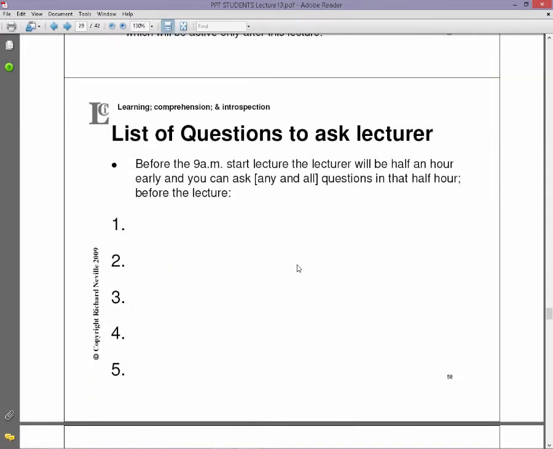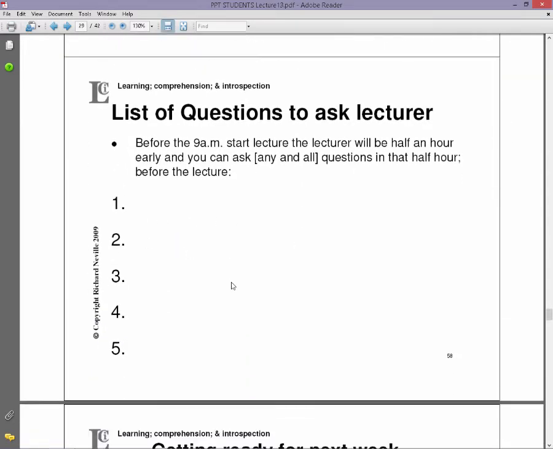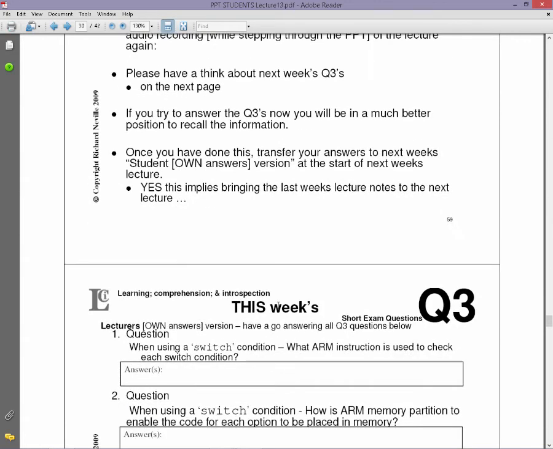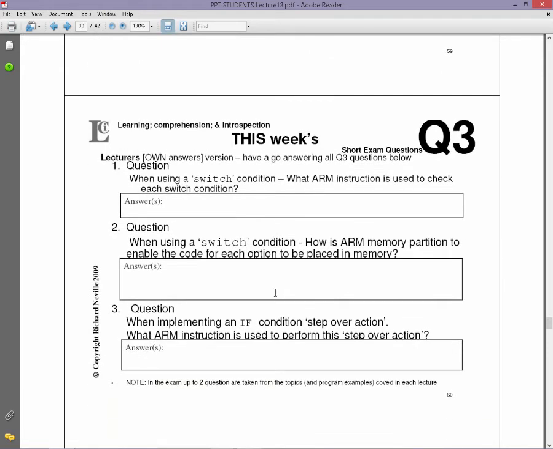Now we move on to lists of questions. Now these are questions you can ask me in class. Then we go on to what we're going to see next week or in the next lecture, and here are the Q3s. Now remember, these Q3s are self-reflective and self-directive learning techniques to get you to self-assess.